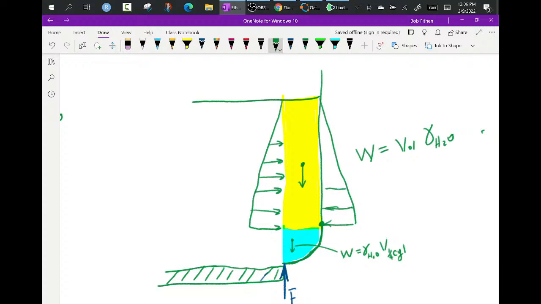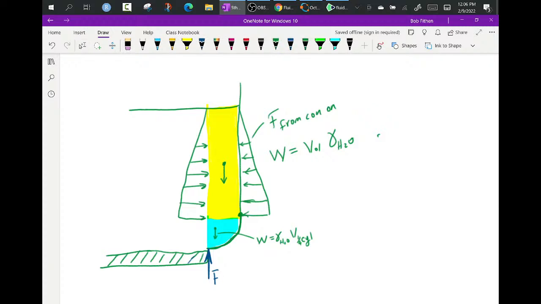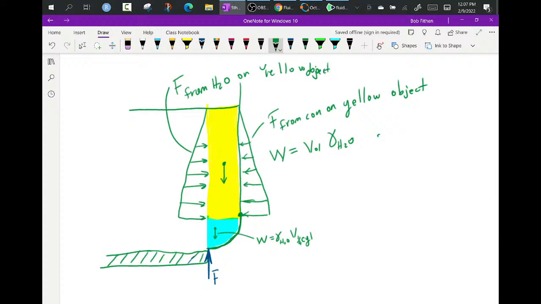So the concrete has been removed, and this is the force from the concrete on the yellow object. This is the force from the water on the yellow object. And guess what? They exactly cancel each other out.